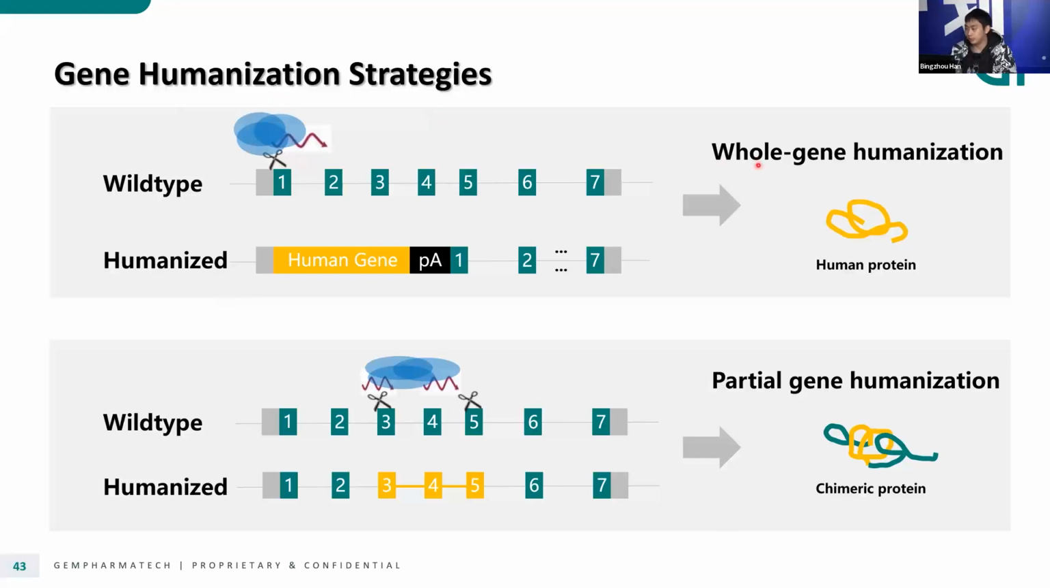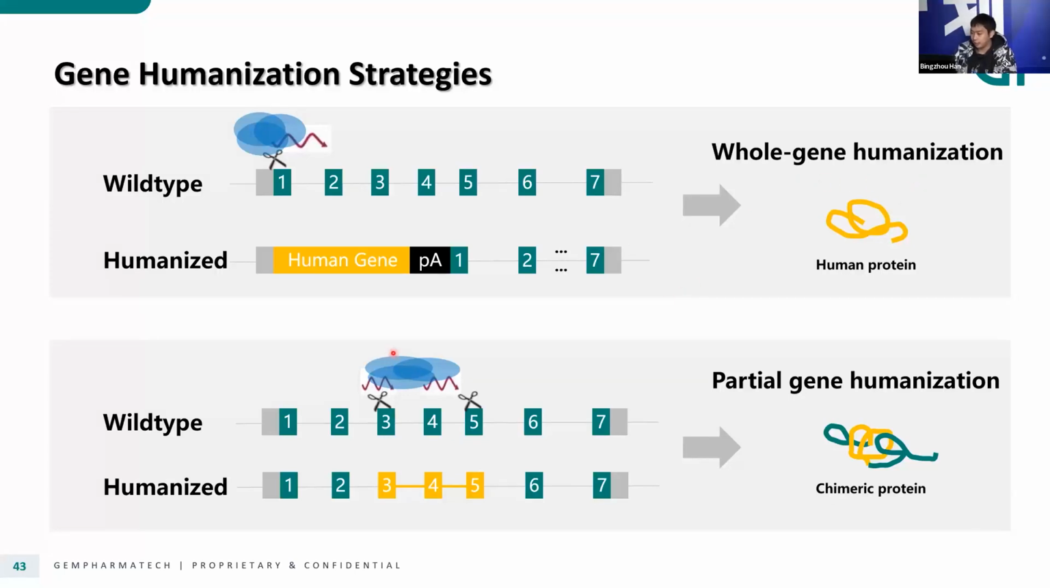The first is to humanize the whole gene by introducing the human coding sequence at the 5' of the wild-type mouse homologous gene, using the methods I introduced before. This construct is terminated by a polyadenylation signal for transcription termination. Then the expression of the endogenous mouse gene will be substituted by the full-length human homologous gene, which is called whole gene humanization.